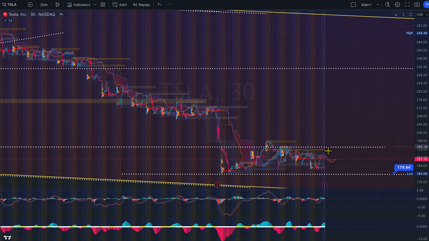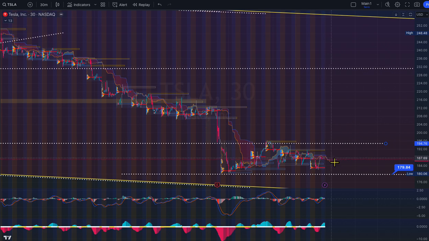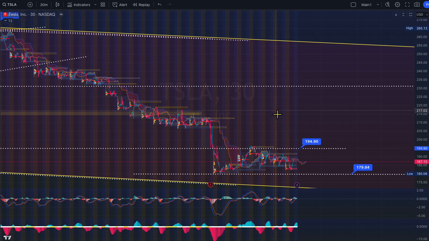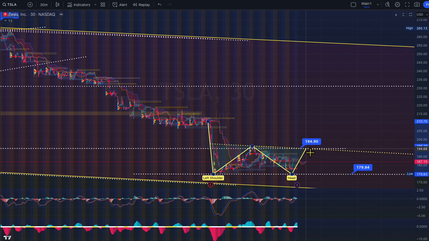Keep this in mind, folks. This is the area to watch. This is your supply. If the market flips this, look, what do I see? Do you see that? This is your supply, right? And we could go and reach this if that happens.